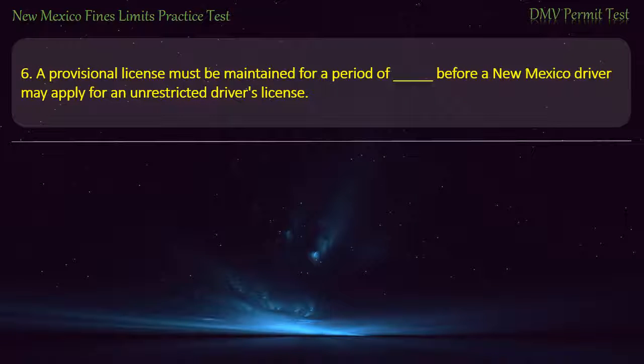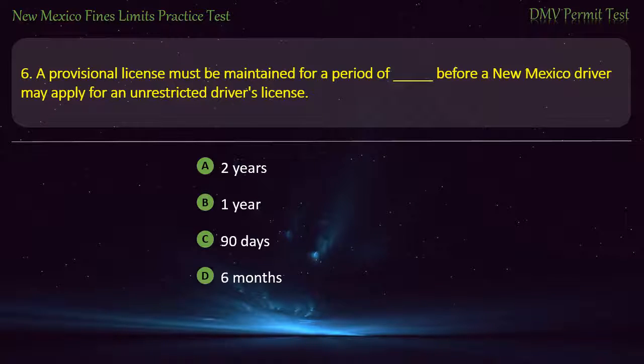Question 6. A provisional license must be maintained for a period of before a New Mexico driver may apply for an unrestricted driver's license. 2 years. 1 year. 90 days. 6 months. Answer. 1 year.